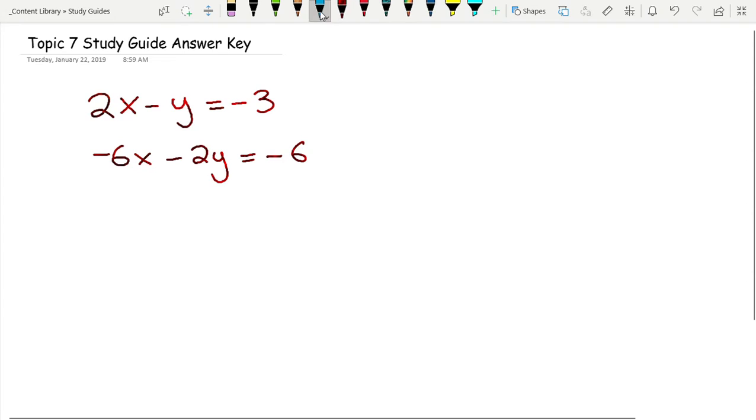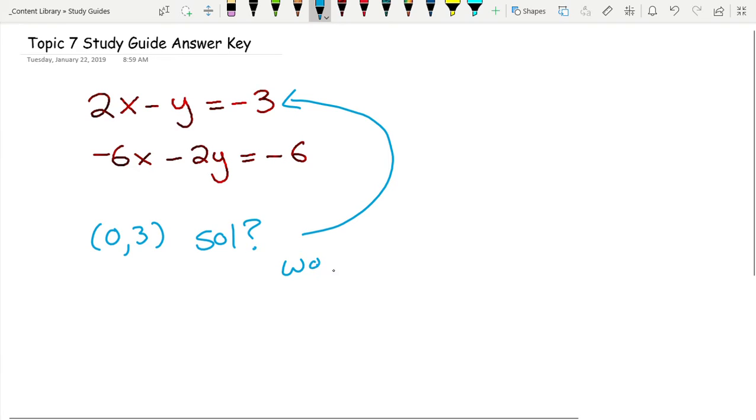And question 1 states, is (0, 3) a solution for line 1? So remember, this is line 1 here. If it's a solution, that means this point came from this equation. Well, if a point comes from an equation, it has to work in the equation. So the way we see if this works in the equation is we substitute our numbers in.